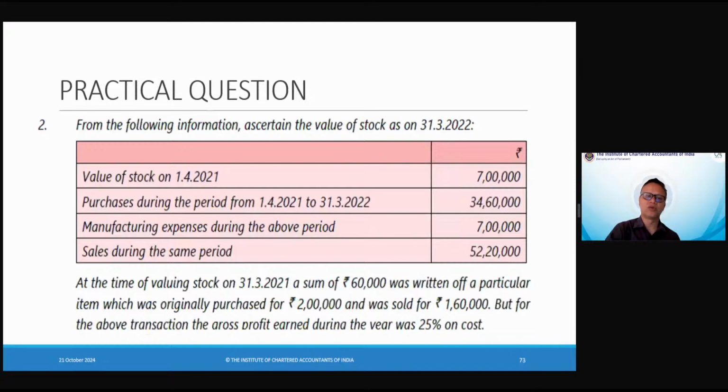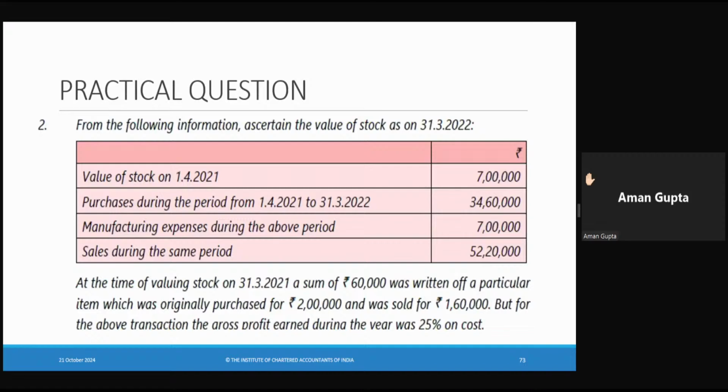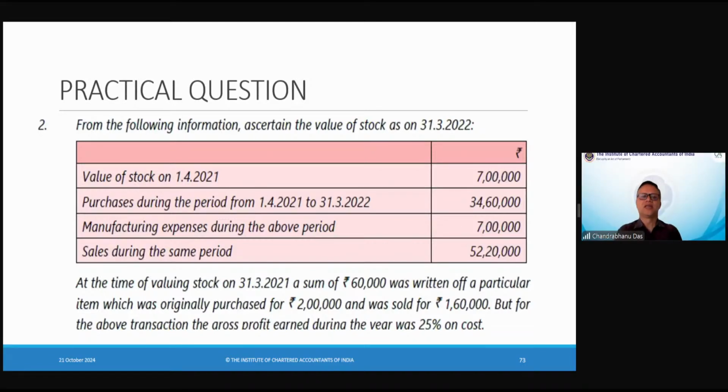Let us now go to another question. My question to the class is, what do you want here, closing stock or opening stock? Yes, Aman Gupta: Sir, we want closing stock here, as the value of stock or opening stock on 1st April 2021 is being mentioned here. Yes, very good, Aman. Nice answer. So the value of stock as on 1/4/2021 is given as 7 lakhs.